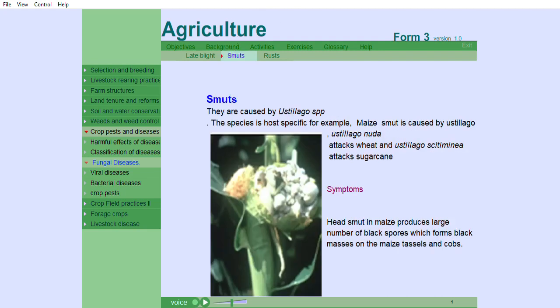Smuts. They are caused by Ustilago spp. The species is host specific, for example, maize smut is caused by Ustilago maydis, Ustilago nuda attacks wheat, and Ustilago scitaminea attacks sugarcane. Symptoms: head smut in maize produces a large number of black spores, which form black masses on the maize tassels and cobs.